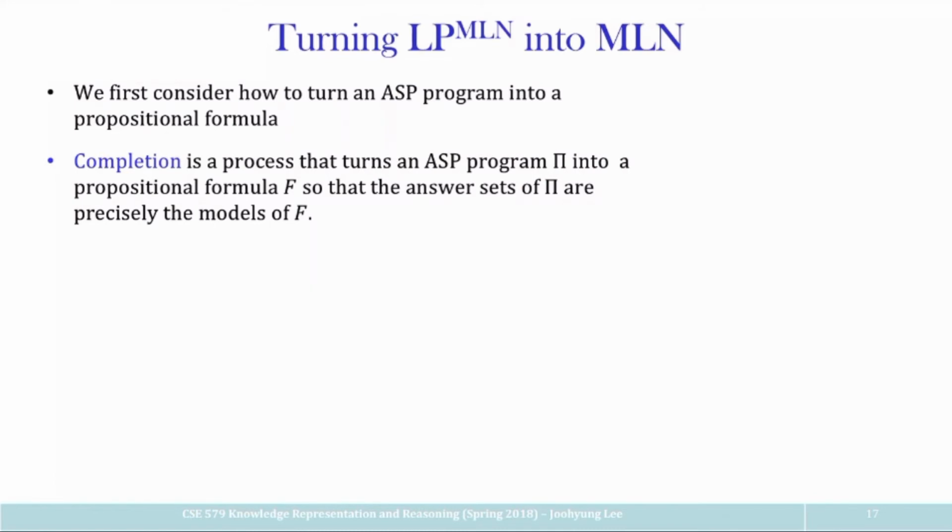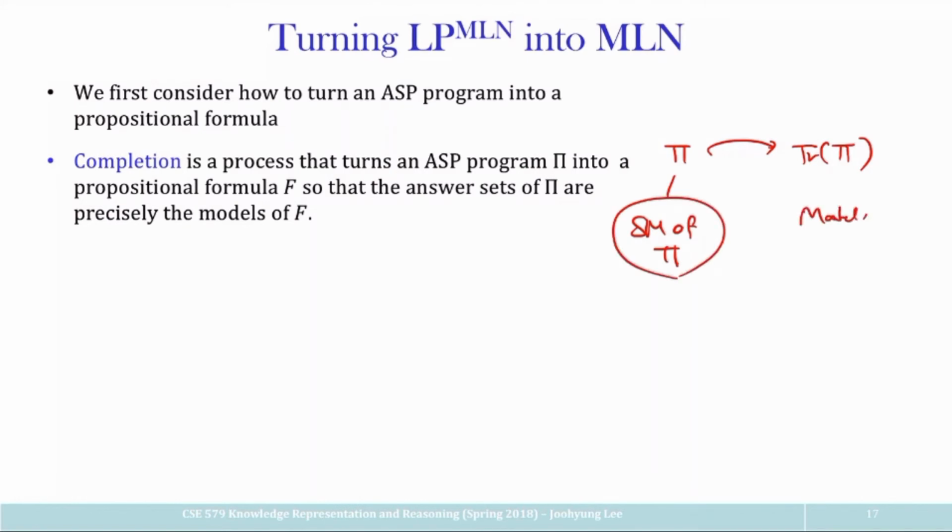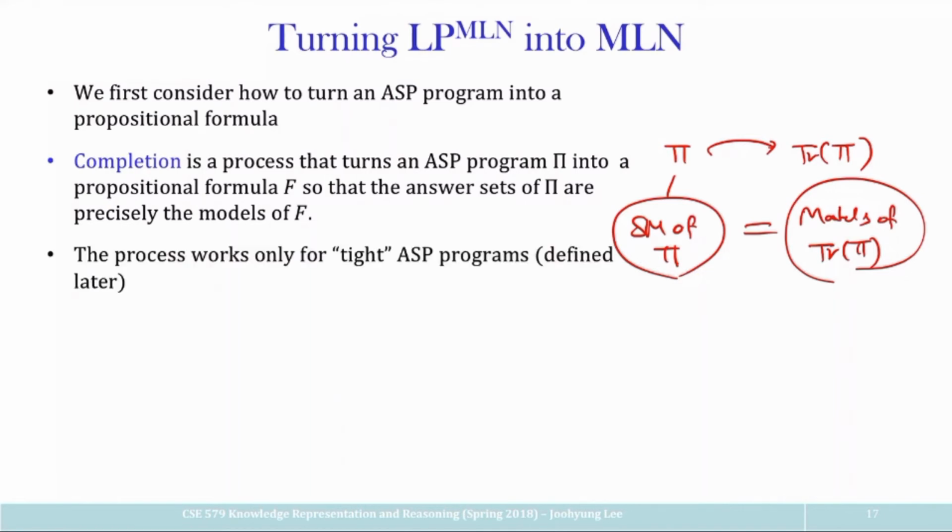So the process now looks like this. You start with the program Pi, you translate it into propositional logic. Now you look at the stable models of the program. They're exactly the models, classical models, of this translation. This is the goal. The reduction now is to reduce ASP into SAT, or propositional logic. Now this process that we are going to define works only for some fragment of ASP, although it can be extended to the general case.